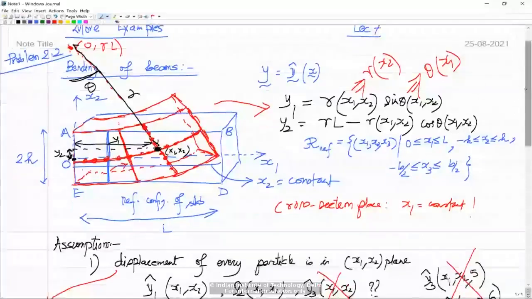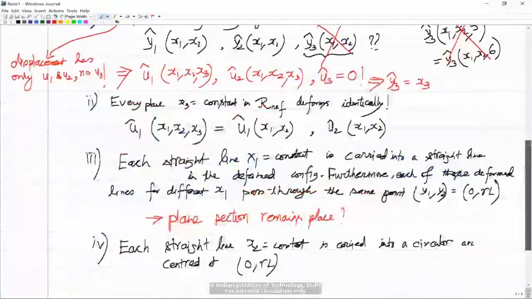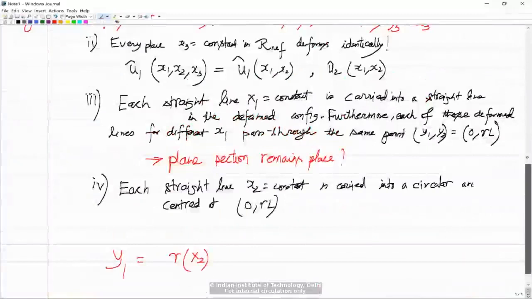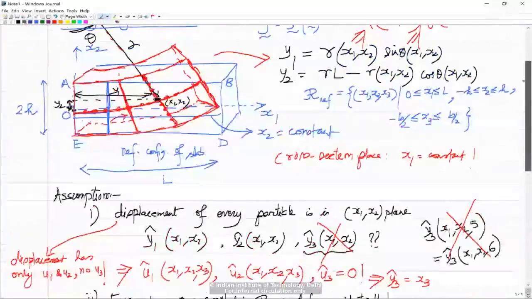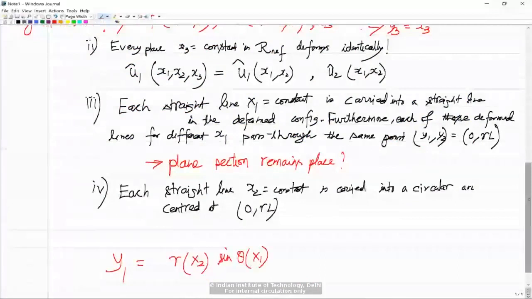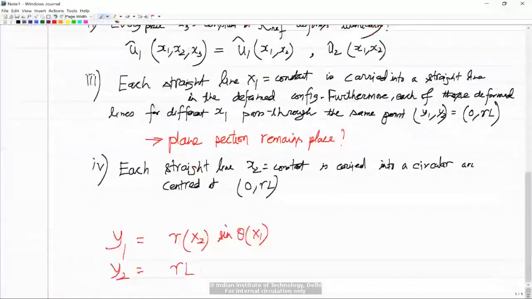Okay, so this is all that we have found out. So y1 is equal to some radius, which is a function of x2, times sine of theta of x1, and y2 is equal to gamma L minus again the same radius as a function of x2 times cos of theta of x1.